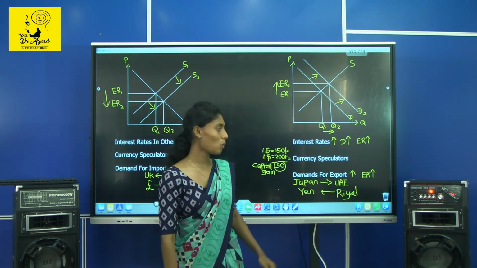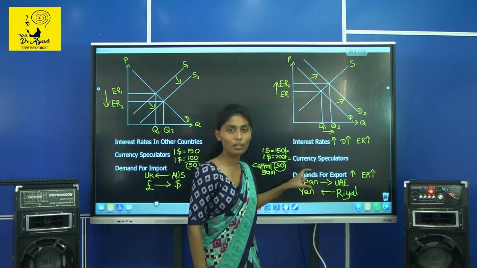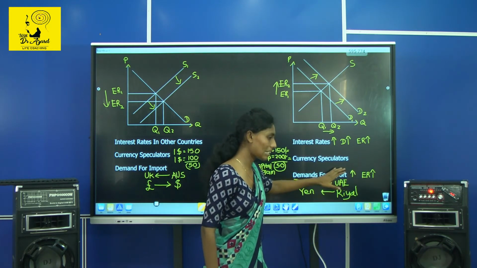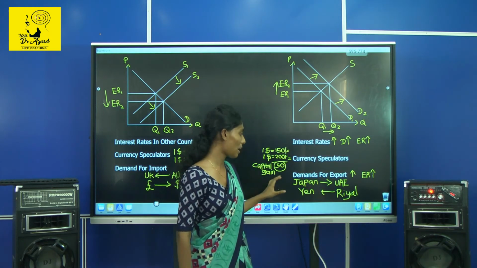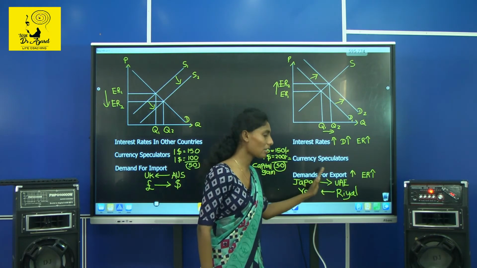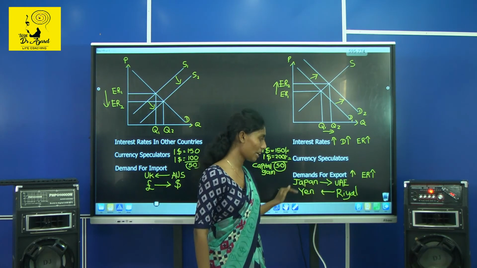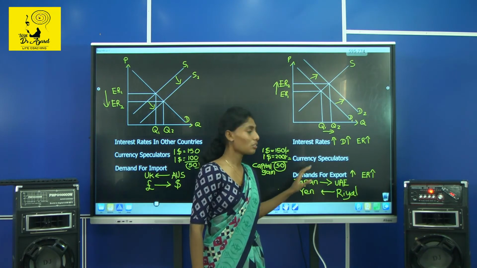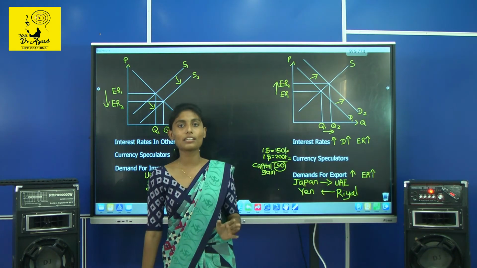One of the factors which affects the exchange rate on the demand side is the demand for exports. When exports increase, the exchange rate also will increase. For example, if Japanese people export their cars to United Arab Emirates, they expect the money to be paid in yen, so they don't need riyal. So this will increase the demand for the yen. In which market? In the foreign exchange market.